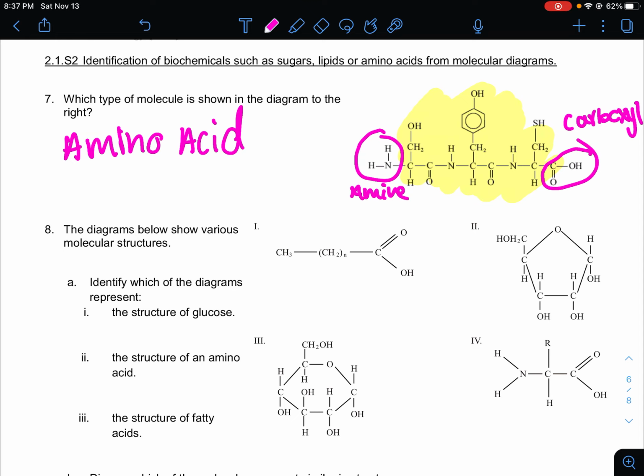And it kind of tricked you with the C, the long carbon chain, because a lot of you looked at this and just assumed that it was a lipid because it has that long chain, but all of these C's are not connected to H's. So if it was like C, H, H all the way through, potentially, but it's not. It has an amino and a carboxyl group, so it is an amino acid.